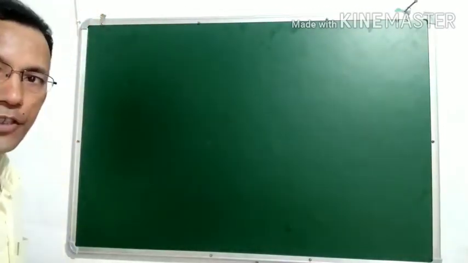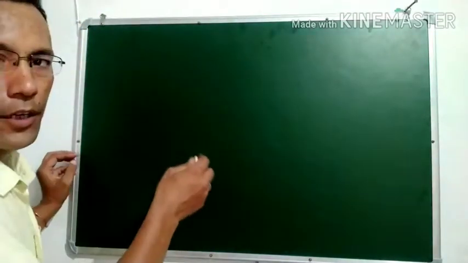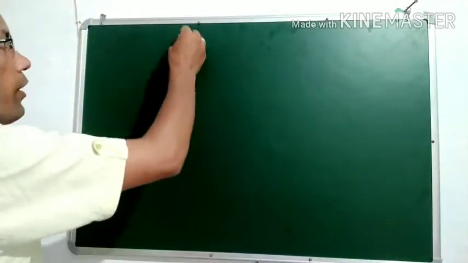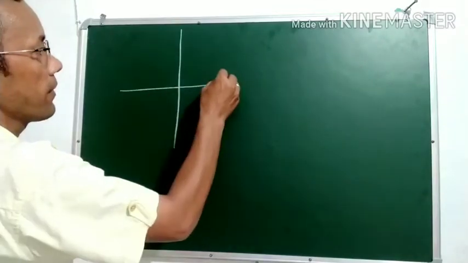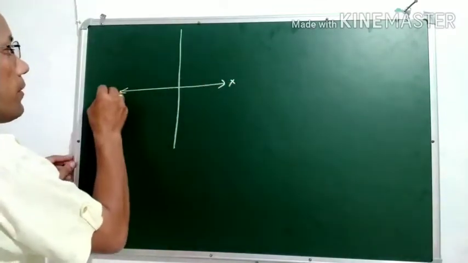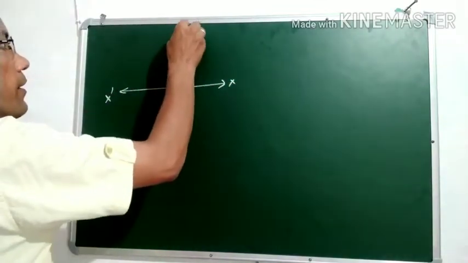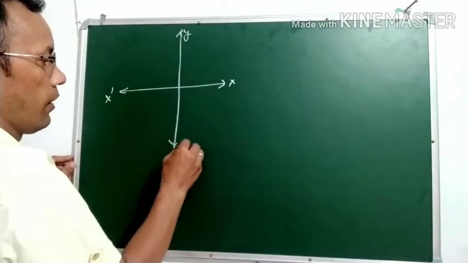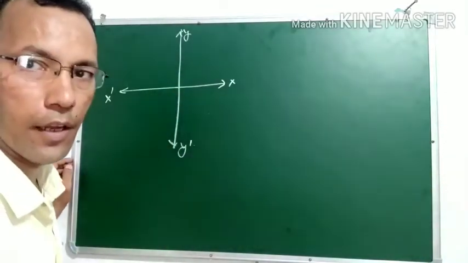Like a Cartesian plane. In the Cartesian plane, we have this x-axis, and this is x dash, and this is y-axis, and this is y dash. And this is called the Cartesian plane.